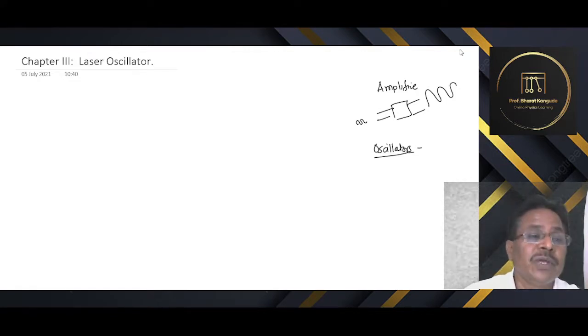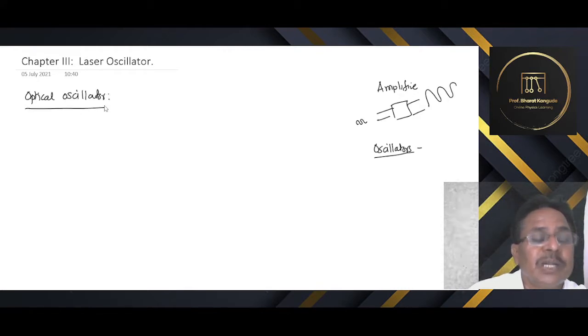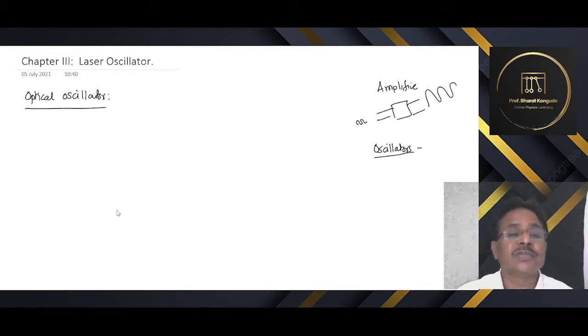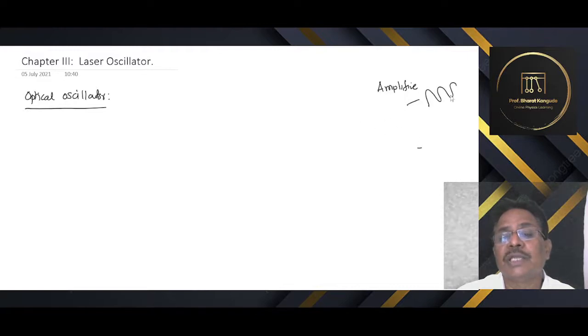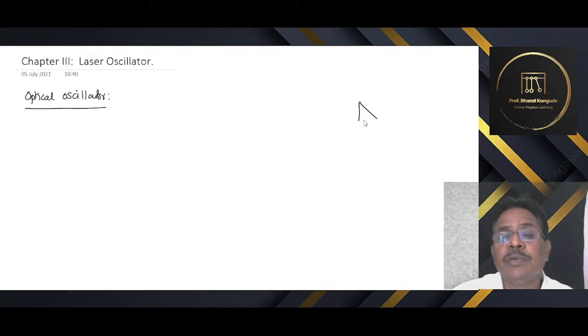The first point we are going to look at is, as I said earlier, the optical oscillator. Before that, we will draw a simple diagram of an oscillator. To avoid confusion, we will take the case of an electronic oscillator, so that we understand that first, and then we go for the second, the optical type of oscillator. Now in electronics we have this type of device.